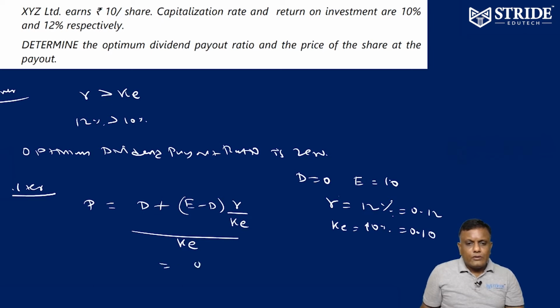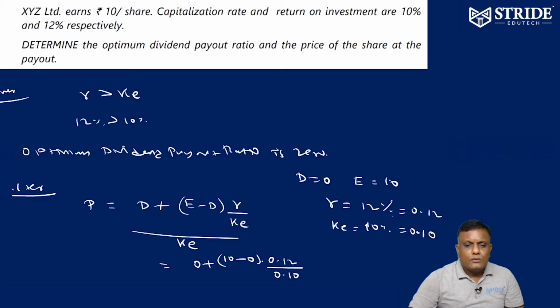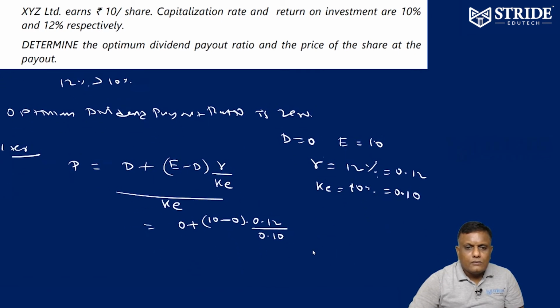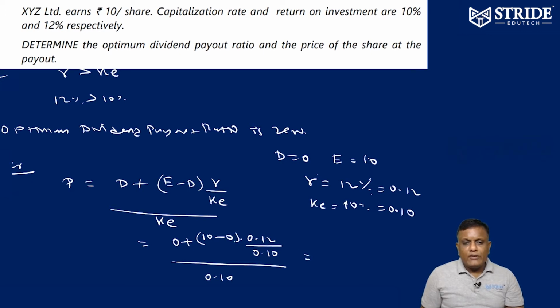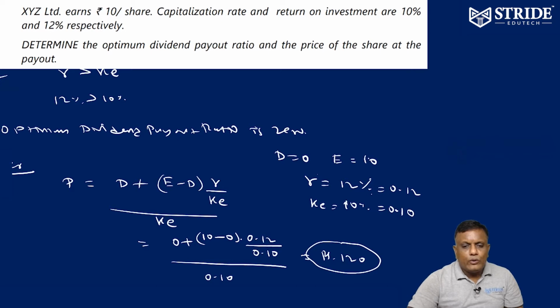Substitute here. So 0 plus (10 minus 0) into 0.12 by 0.10, whole divided by KE, that is 0.10. So you will be getting an answer of rupees 120. So the optimum dividend payout ratio is 0, which means the price of the share is 120.